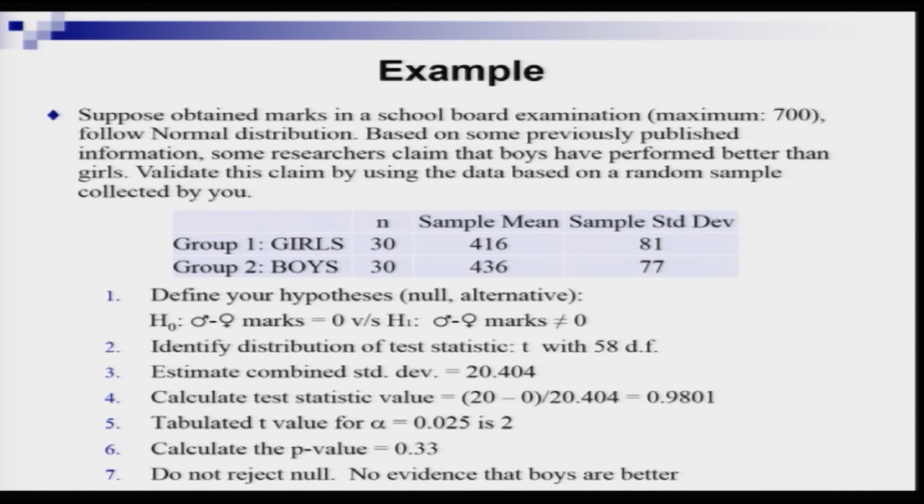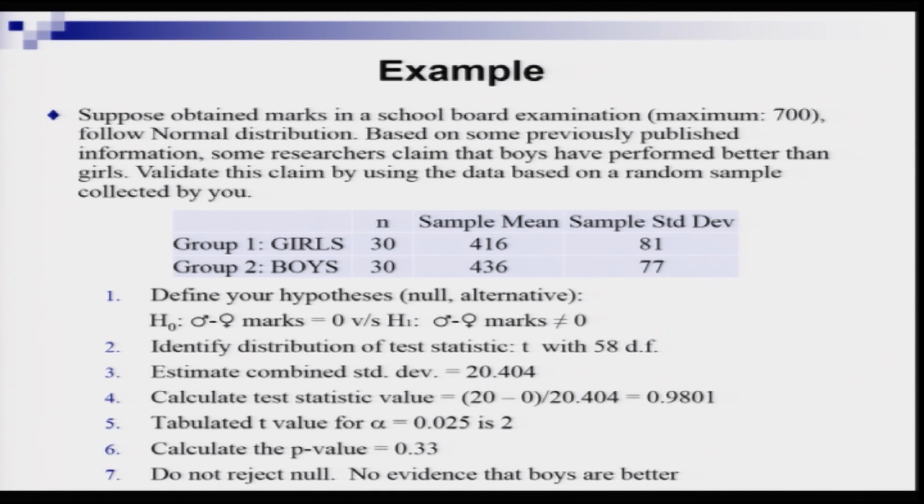Okay. So, in step 3 you have to estimate the combined standard deviation, and if you compute using the formula I have shown you in the previous slide, you are going to get say 20.404, and then you are all set to calculate the test statistic value, and that will basically give you 0.9801.